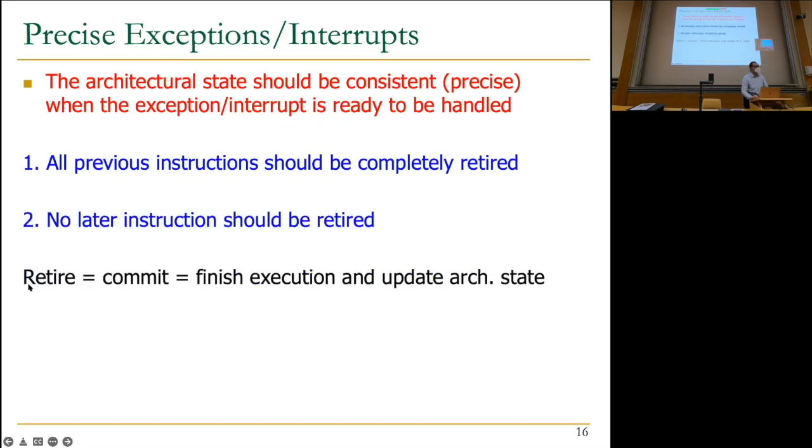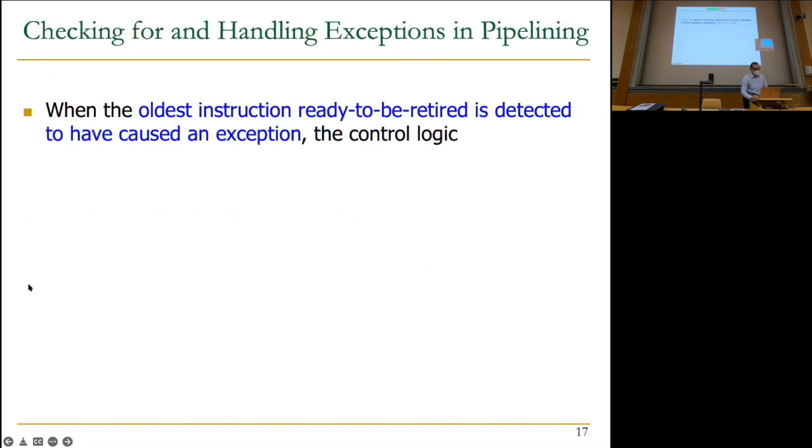Any questions on this? Okay. So how do we handle this then? Assuming that this is what we'd like to satisfy in a von Neumann architecture, this is how exceptions are handled in a pipeline normally. Interrupts are very similar, actually. So when the oldest instruction is ready to be retired and is detected to have caused an exception, the control logic checks for several things. The oldest instruction is the oldest instruction in the machine at this point, basically. You don't do this for a later instruction.